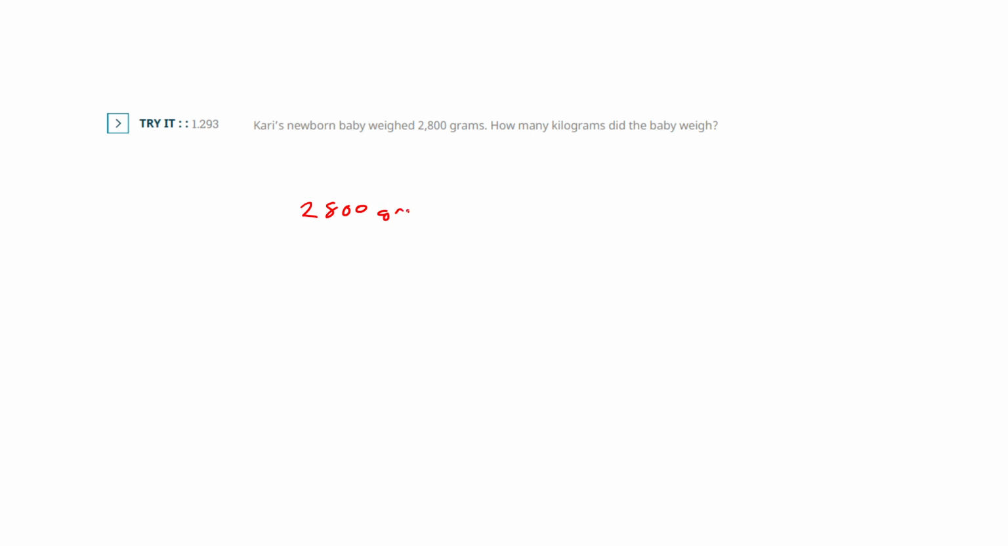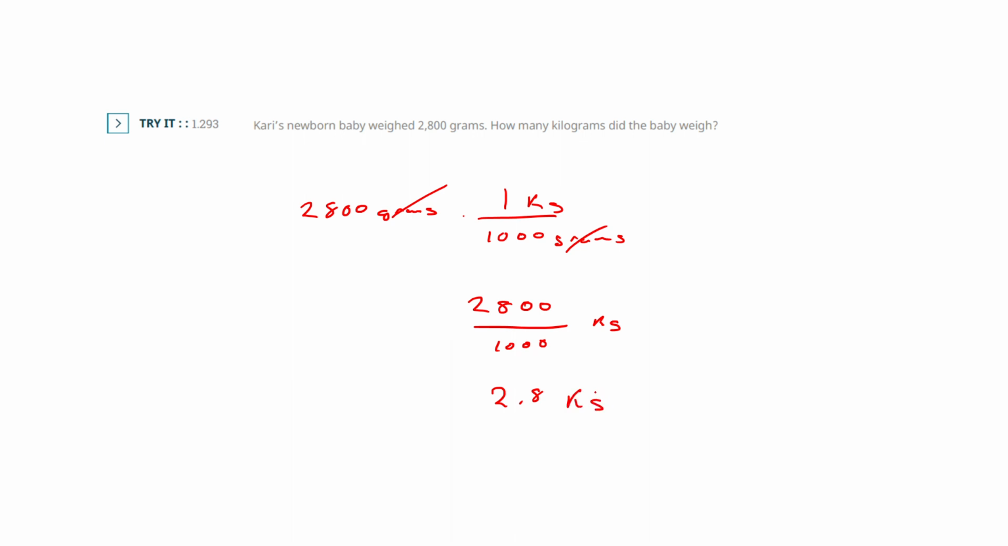Okay. You can always pause if you don't want to see me do it yet. You want to work it yourself. There are 1,000 grams in 1 kilogram. Grams cancel. Got 2,800 over 1,000 kilograms. Now 3 zeros, 1, 2, 3, I get 2.8. So I'm moving it back 3 because of the 3 zeros in the 1,000. 2.8 kilograms.